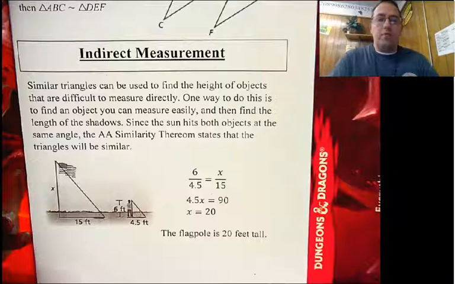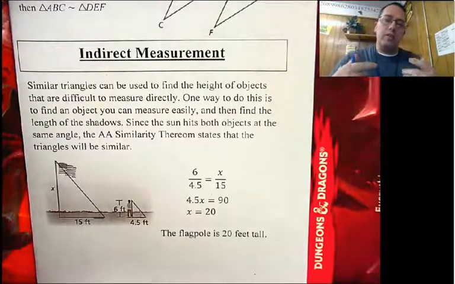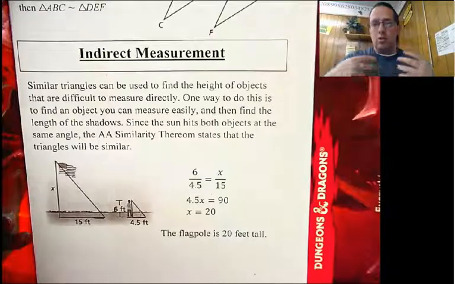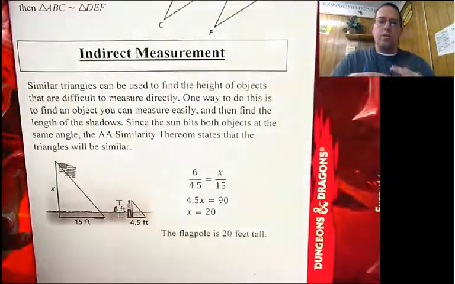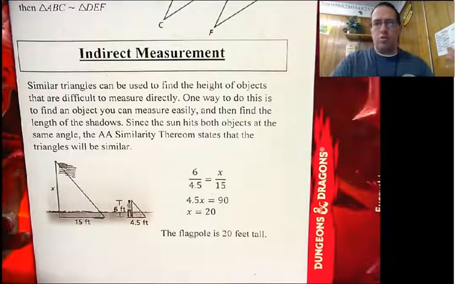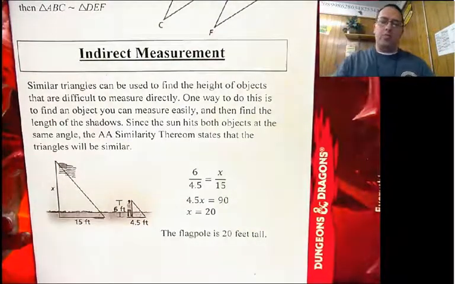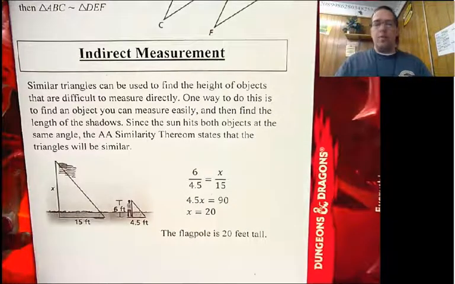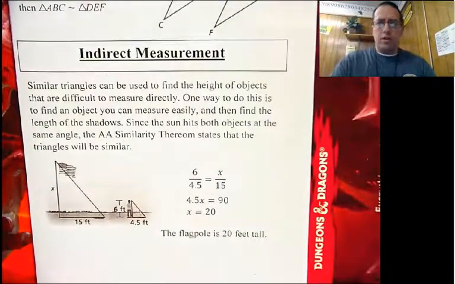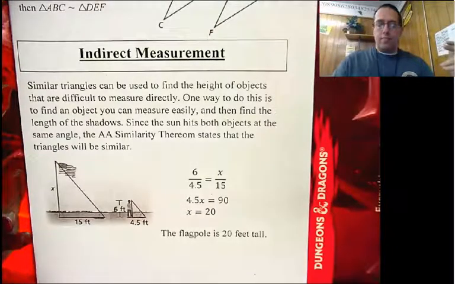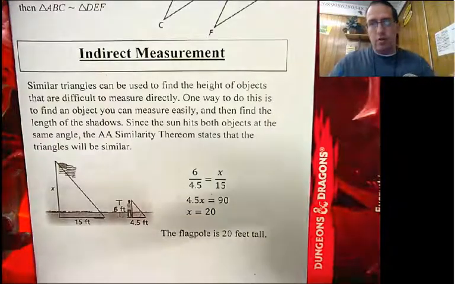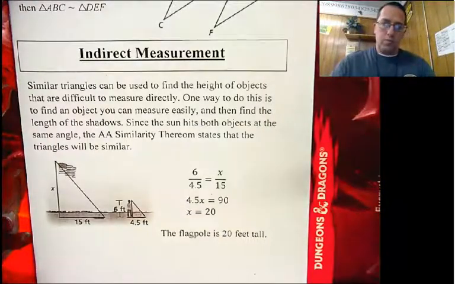Indirect measurement is a way to measure things that are very difficult to measure directly. These are things like flagpoles, or how tall is this tree, or how wide is the river. We can't measure a flagpole directly because it's very difficult to climb it and drop a tape measure down, unless you have a cherry picker or something to lift you up there. And measuring a tree is also difficult because all the branches get in the way, that kind of thing. So we use indirect measurement, and we do this using similar triangles.